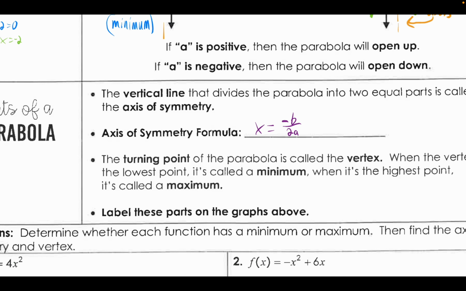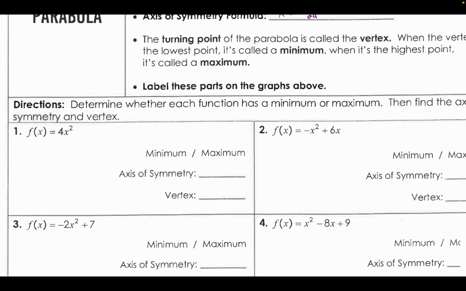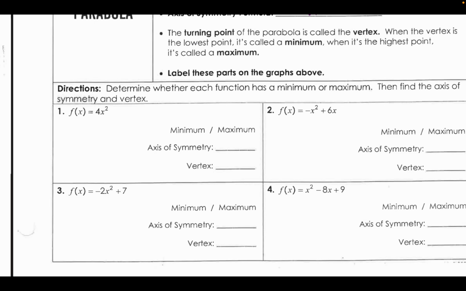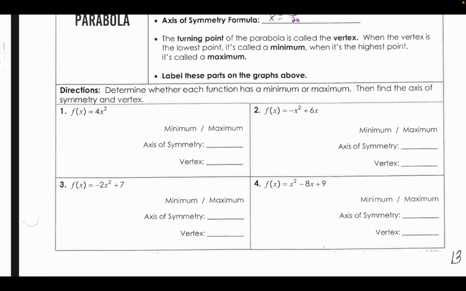Now, like we mentioned, the turning point is called the vertex. I already covered all this where it talks about the minimum and maximum, and we already labeled those parts in the graph above. So we already did everything with these bullet points. And so now we're going to go down here to these problems where it's asking us to determine whether each function has a minimum or maximum, then find the axis of symmetry and the vertex.